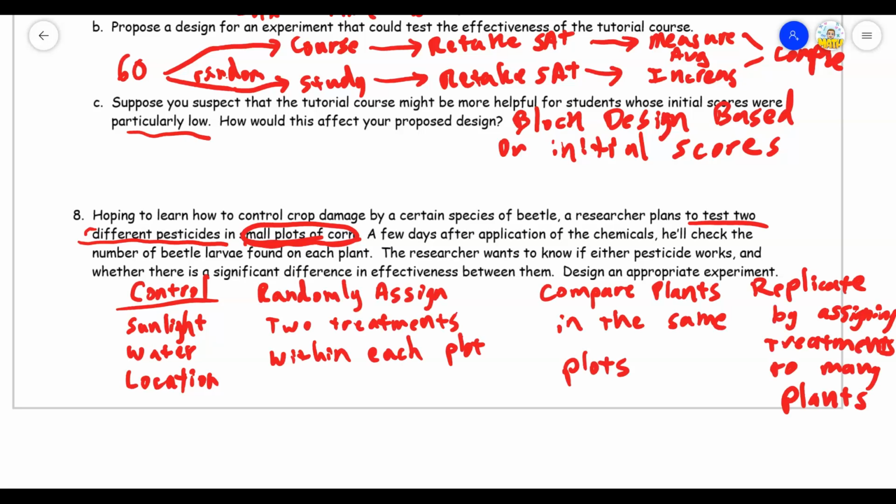I just want to close out by thinking about the 4 parts of our experimental design, right? He could control for the sunlight, water, location, randomly assign the treatments, compare plants in the same plots if that's an option. If it's reasonable to make a block design out of this, we could describe it. There's not a ton of information here suggesting that we ought to do a block design like we did up here. This is making it pretty obvious that a block design would be necessary. We could just go to different plots, but it makes sense to me.